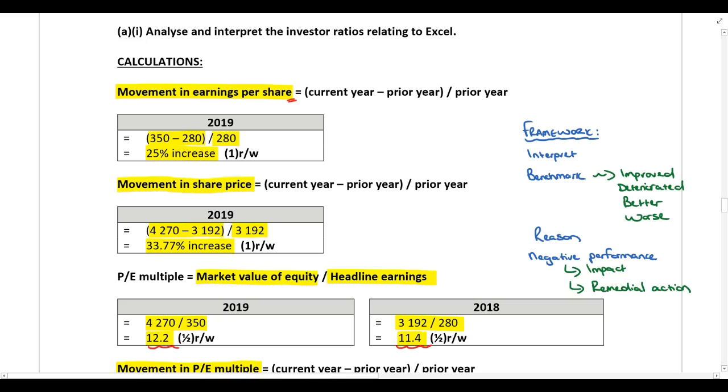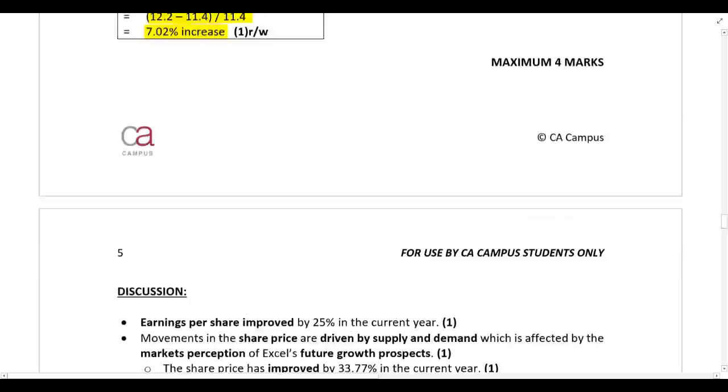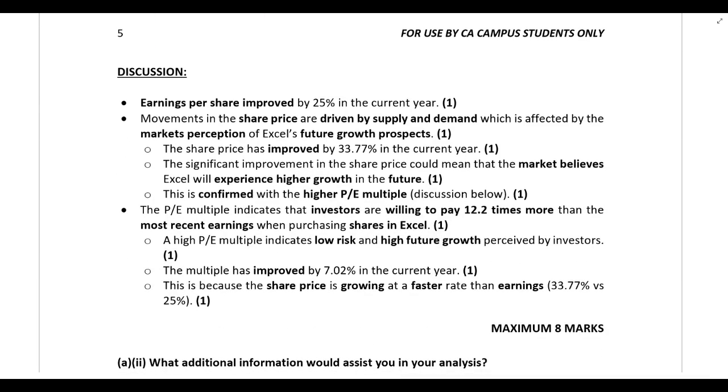At this point in time, we can't really give a reason why the earnings per share has increased. We don't have any information provided in the scenario. We'd just be purely guessing right now. And this is obviously not negative performance, so you don't need to worry about discussing the impact or remedial action. So the only thing that we can discuss for the movement in earnings per share is the comparison to the benchmark, where we can see earnings per share has improved by 25% from 2018 to 2019.